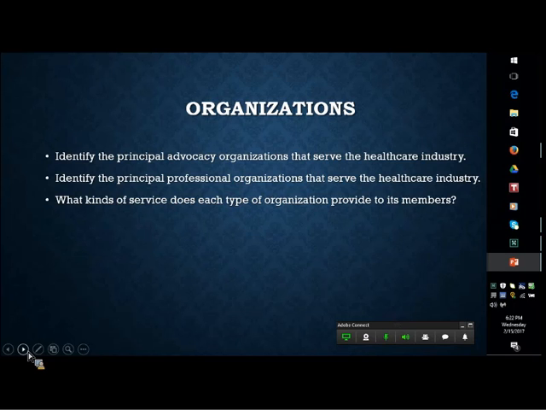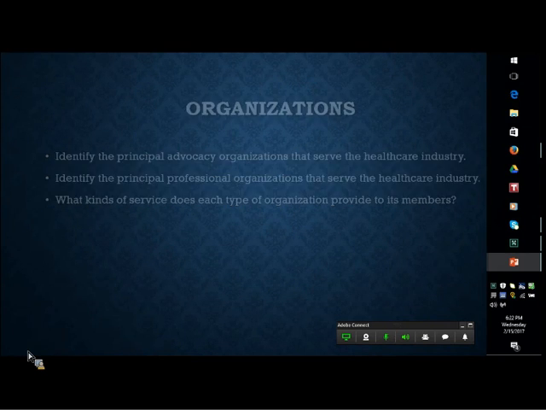So I'm Ashley Harker, and I researched the principal advocacy organizations and the principal professional organizations that serve the healthcare industry, and also what kind of service they provide for their members.